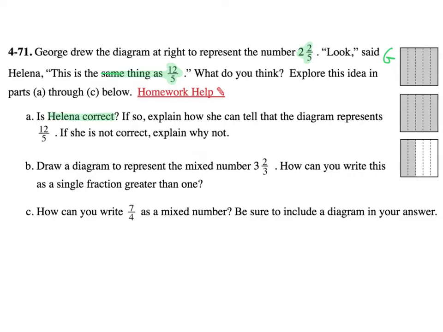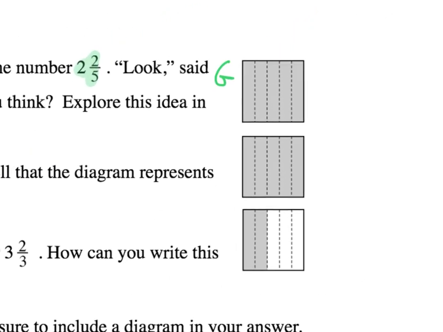So we are going to do letter A. So we want to write it down. So we are exploring, we're given 2 2/5 from George, but we are wondering if it's the same, because Helena thinks it's the same. So I'm putting a question mark. So is that really the same as 12/5? And our job is to explain why, or why not. So looking at their picture, let's go close.